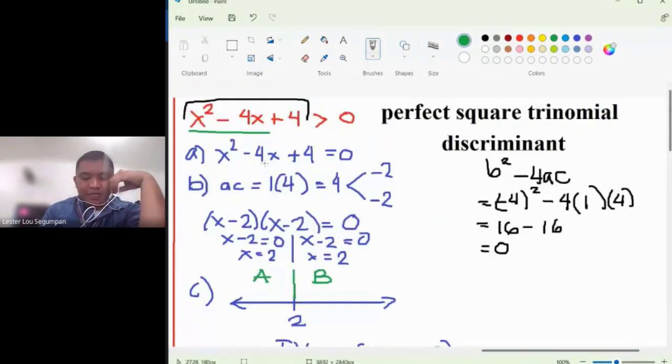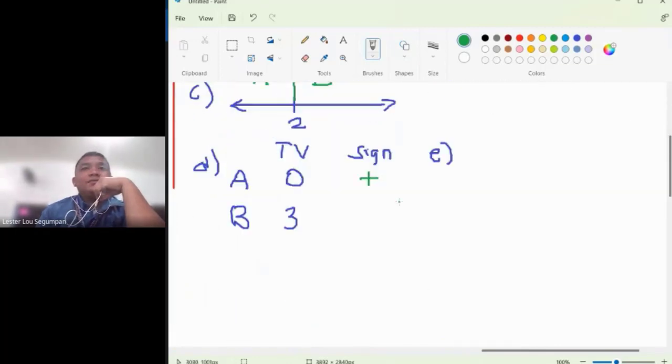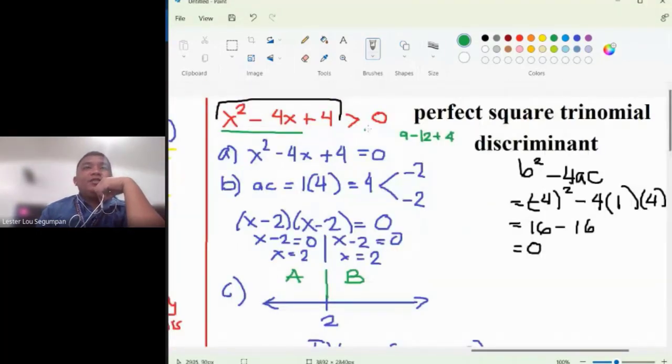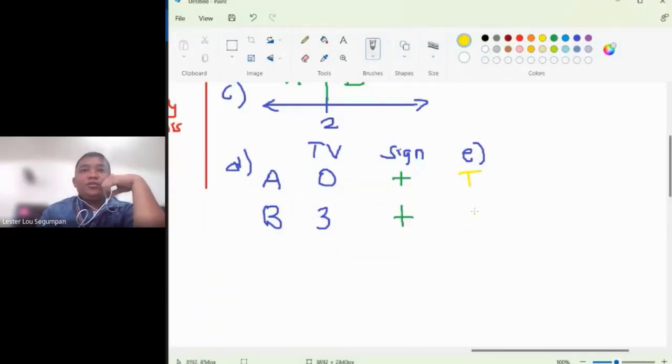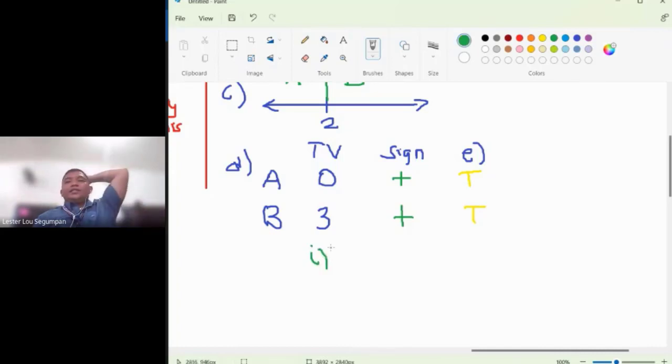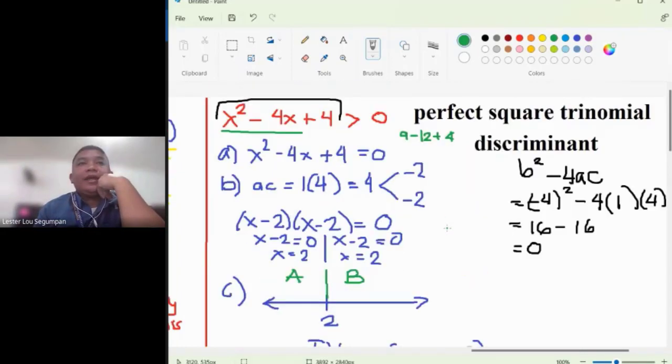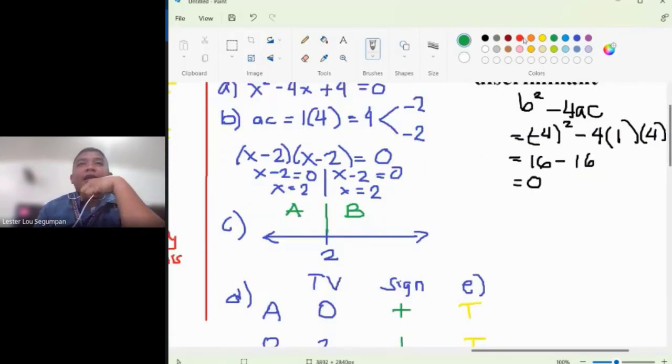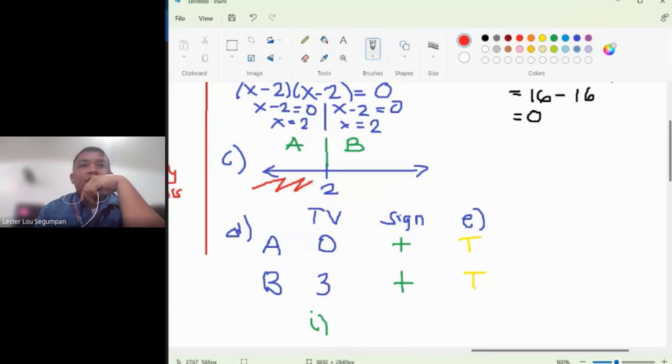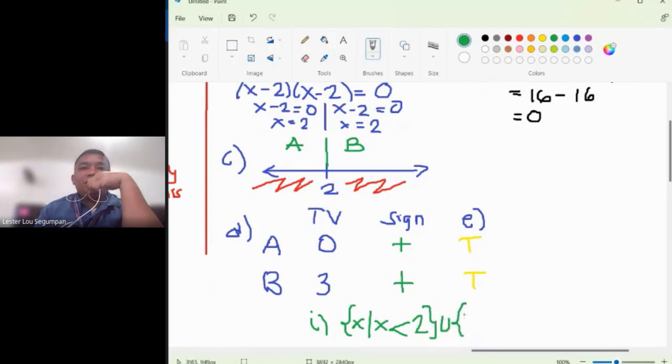Okay, we're going to substitute the 3 here. So 3 squared, 9, minus 12, plus 4. Positive. So what would be our decision making? It is greater than 0. True. And we cannot say all real numbers. After all, we are expecting to have a union already. In here, our answer, or regions, are actually these 2 regions here, except for 2 which is the divider. So our solution set: x such that x is less than 2, or x such that x is greater than 2.